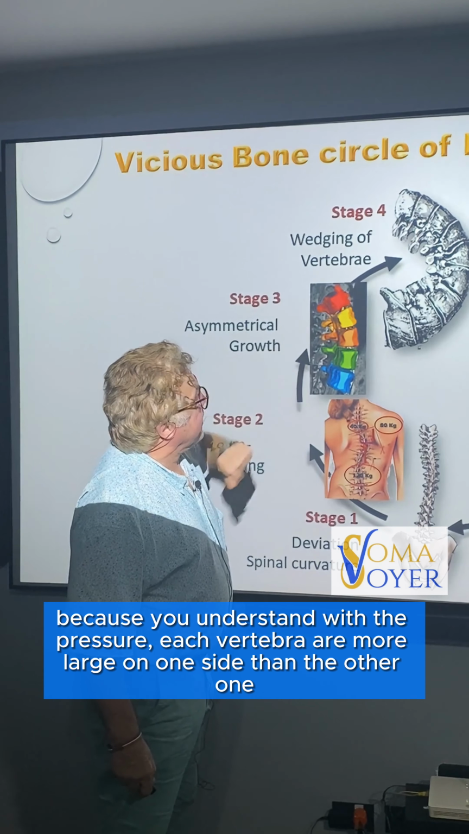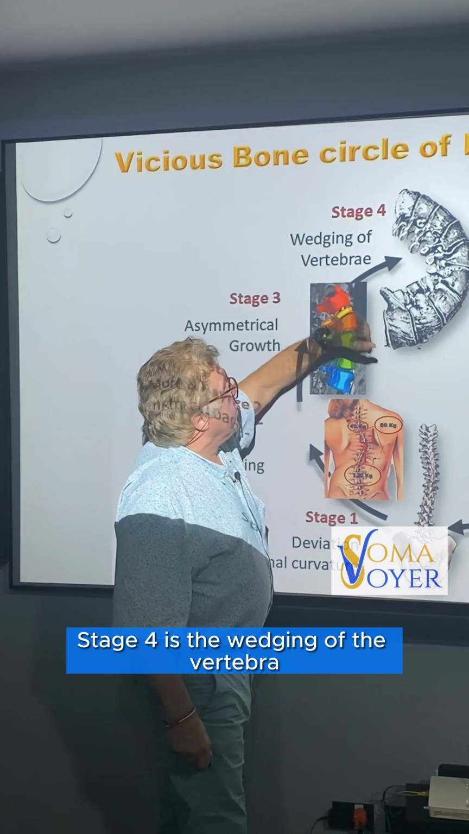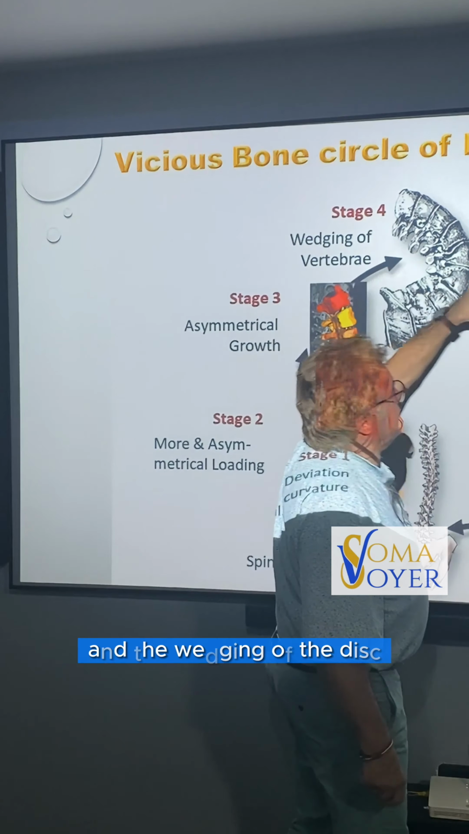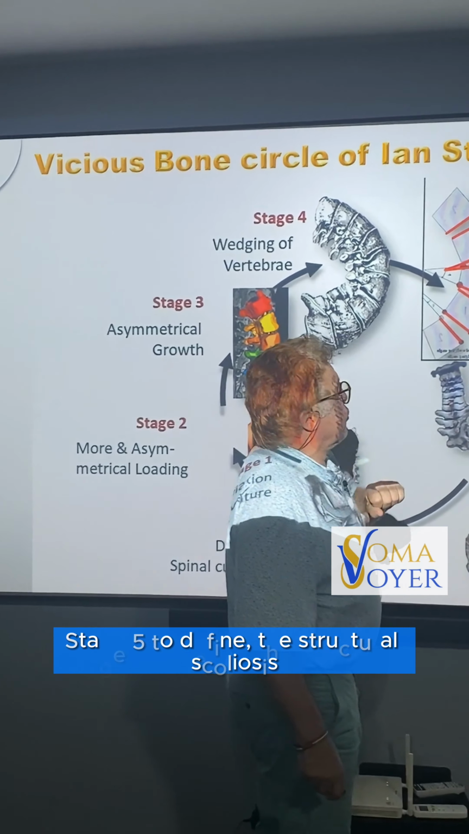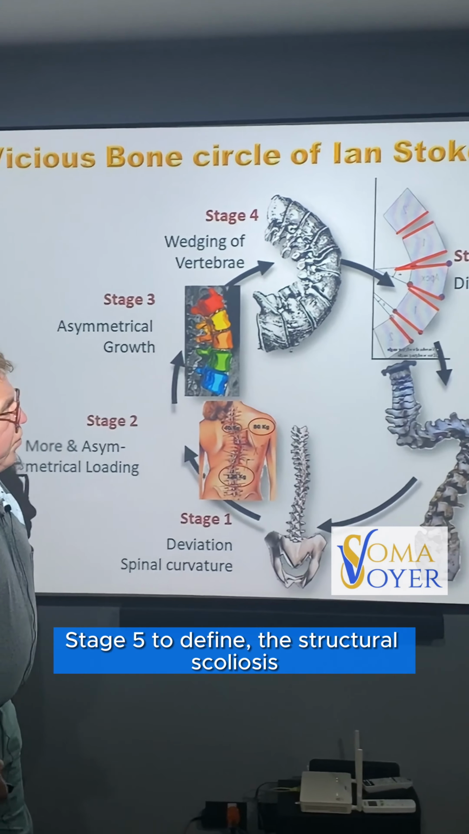more large on one side than the other one. Stage number 4 is the wedging of the vertebra and the wedging of the disc. Stage number 4 is to define the structural scoliosis.